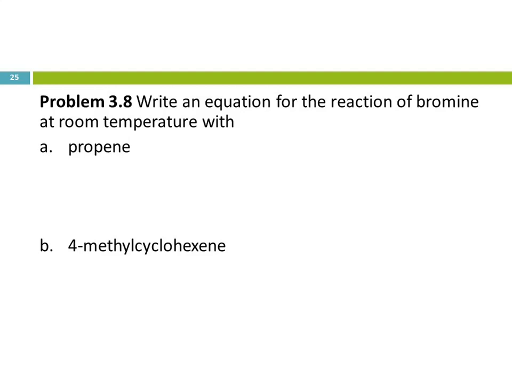So write an equation for the reaction of bromine at room temperature with propene. Well, what does propene look like? How many carbons? 3. Mom eats pickled bananas, 3 carbons. So carbon, carbon, carbon, there's going to be a double bond in here. And this guy's going to have 2 hydrogens, that guy's going to have 1 hydrogen, and this is going to have 3 hydrogens. And we're adding bromine, Br2.